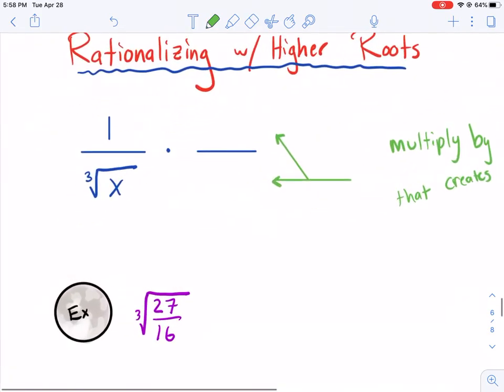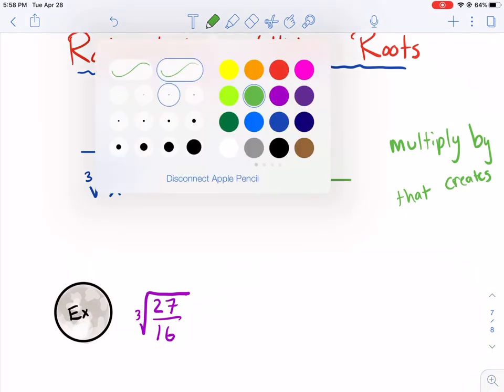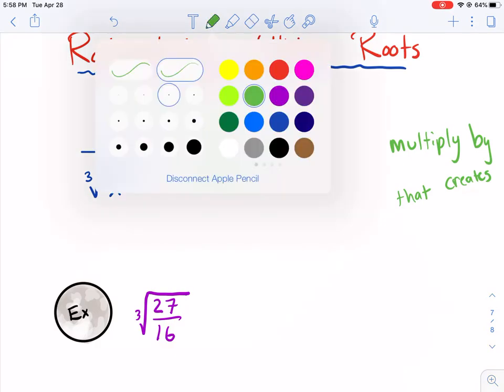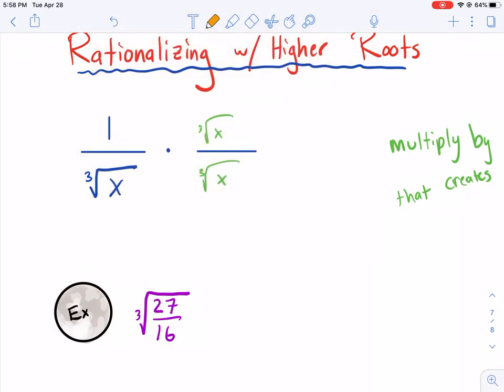Now we are talking about higher roots. So we're talking about the cube root of x. So how do we do that? Well, a mistake would be to just multiply by the cube root of x over the cube root of x. And let me show you why that's a mistake. If you multiply the cube root of x times the cube root of x, you get x squared. That's what's underneath the radical, and the cube root of that.